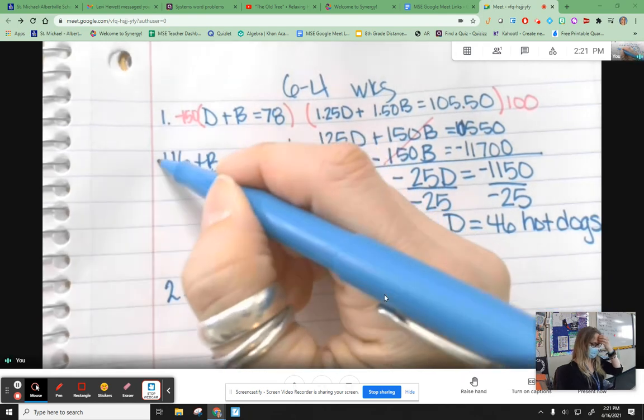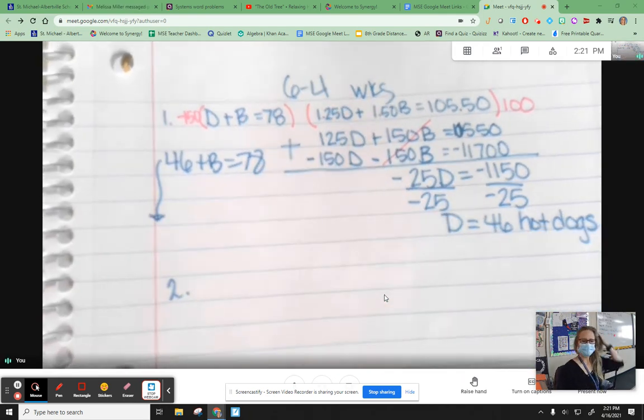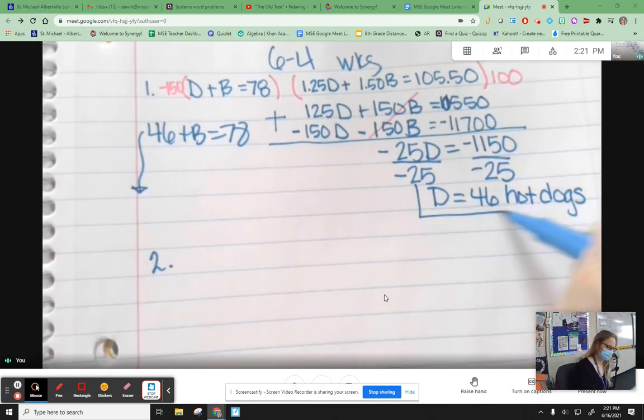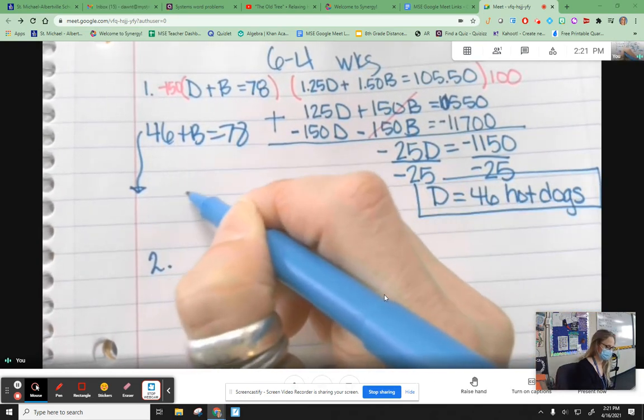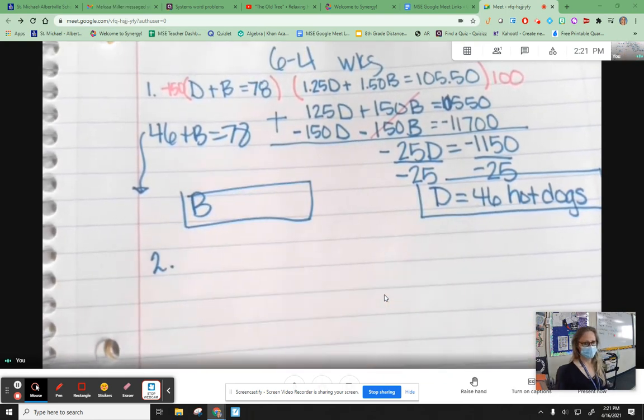And then you finish that out. And then when you have your answer, you don't need to write it like a point. Just leave it as here's how many hot dogs I had. And then you'll have your answer here for how many burgers I had and label that.